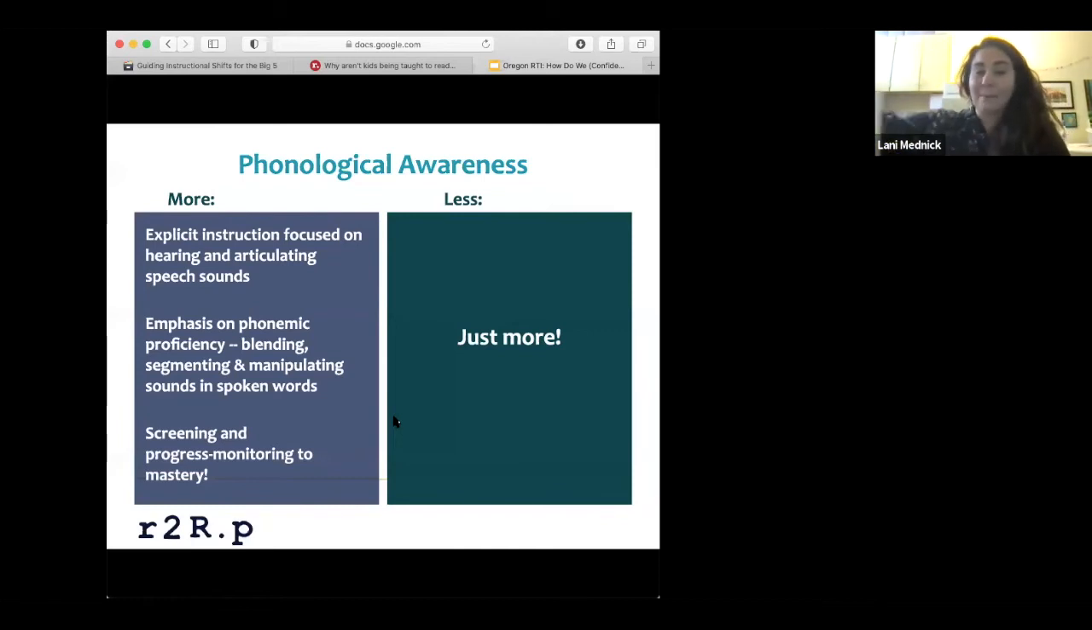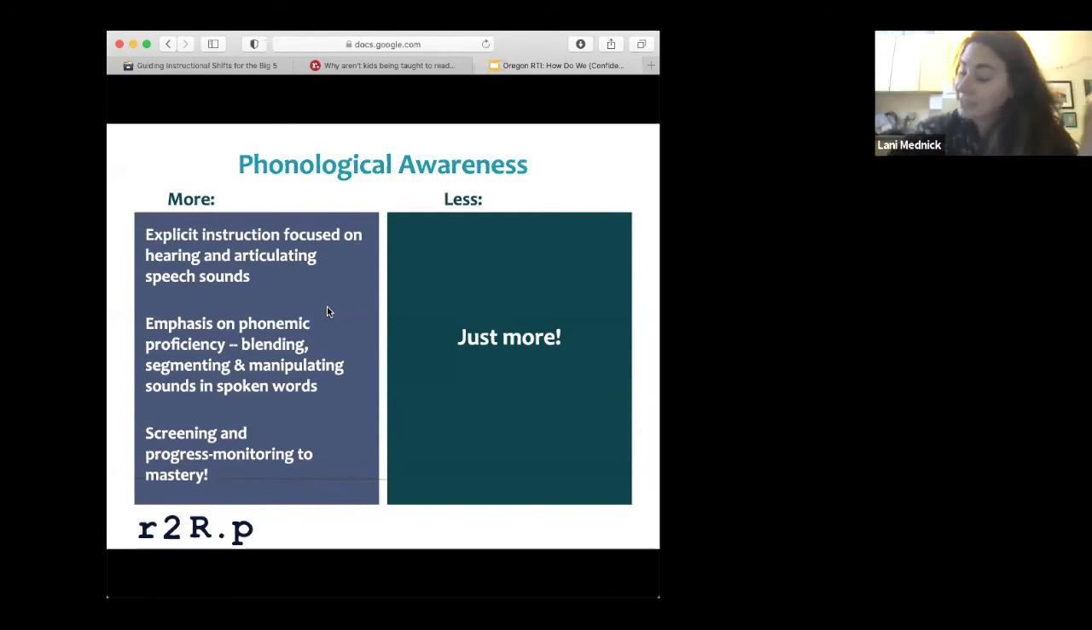So when we're thinking about what we should see in the classroom, we should see quite a bit more explicit instruction focused on hearing and articulating sounds. We want to see emphasis on moving towards phonemic proficiency, blending, segmenting, and manipulating sounds and words. So blending supports our students in their ability to read or decode text.